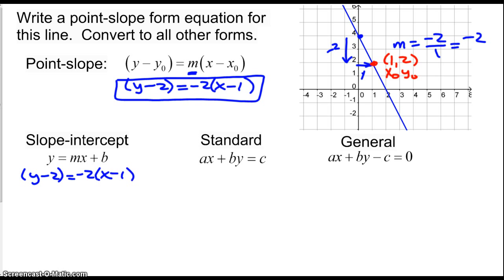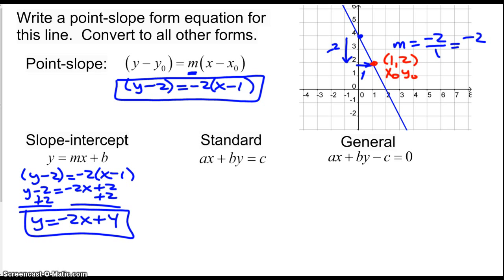Well, let's get rid of the parentheses first. y minus 2 equals negative 2x plus 2. I have to multiply the negative 2 times the negative 1 there. And then I could add 2 to both sides to get y equals negative 2x plus 4. That would be the same equation, but converted to slope-intercept form.